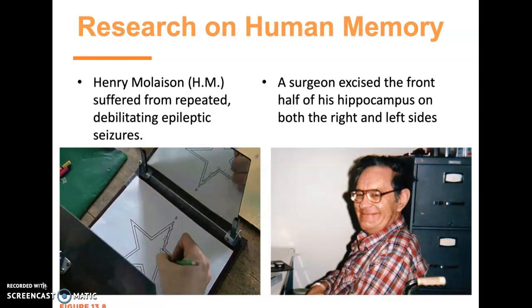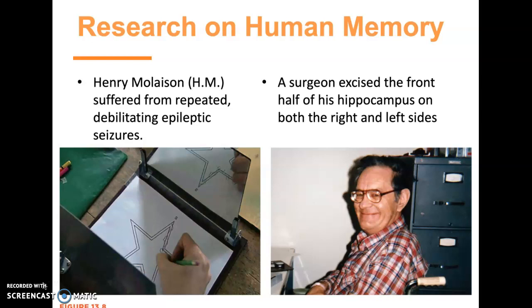So what happened was that he couldn't form new memories. So he could remember things from before the surgery, but he couldn't form new memories. So he was a very generous participant. They were able to study him for many decades and learned a lot about memory. For example, learning more about declarative and non-declarative memory.